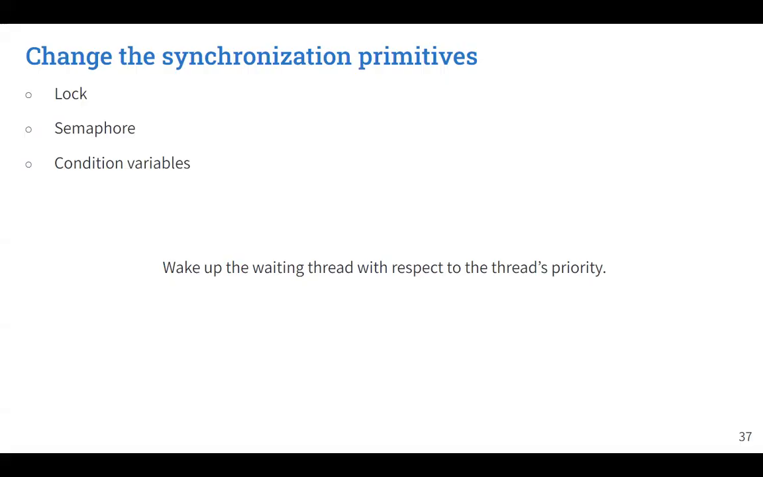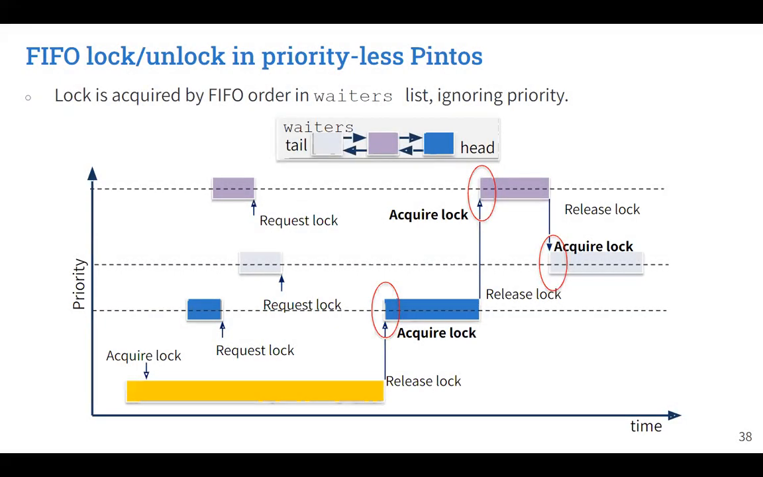Now we're talking about synchronization primitives and the wait list. For synchronization primitives in Pintos, you have to think about three things: locks, semaphores, and condition variables. And you should wake up the waiting thread with respect to the thread's priority. What it means is this. Right now, Pintos is FIFO, first in, first out. So when we have a low priority thread running and it acquires a lock, and other threads with higher priorities request the lock at 3 different time periods.